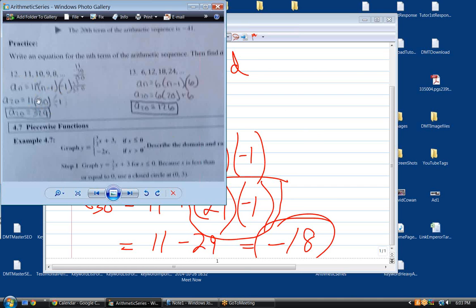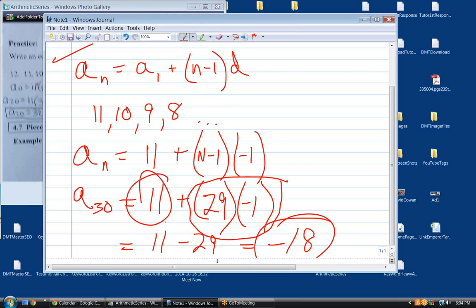Let's look at some of these errors you made here. You stuck 30 in place of n minus 1. You just need to put 30 in place of n, and then 30 minus 1 would be 29. Then you had the minus 1, and you just misinterpreted it. You took 11 times 30 and subtracted 1 to get this answer. But notice it's 11 plus. You're not multiplying 11 times the minus 29. You're multiplying the d times n minus 1. So it's 11 plus a negative 29.